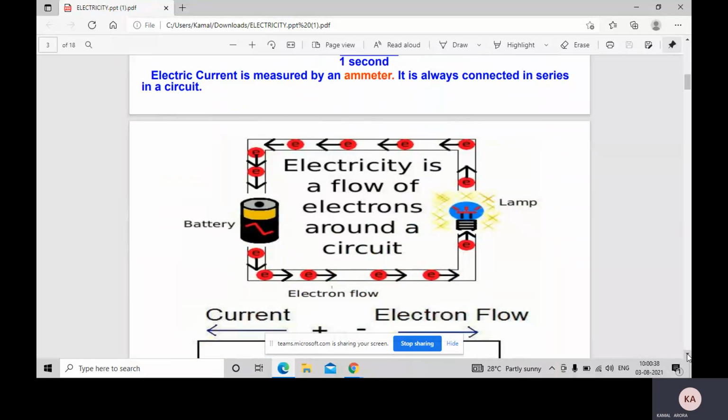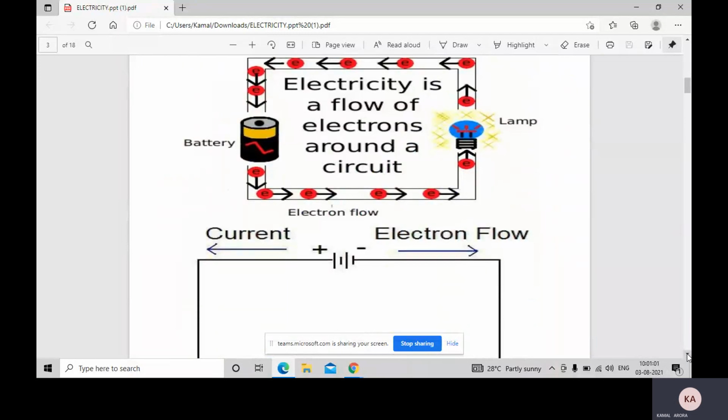Now, here we have shown the direction of electrons. When we connect a battery, that is the source of electric current, to an electric bulb, then what will happen? From the negative terminal of the battery, electrons start rushing from negative to positive. And when the circuit is complete, the bulb will glow. Here we have seen the electrons flow from the negative terminal to the positive terminal. This current is known as electronic current.